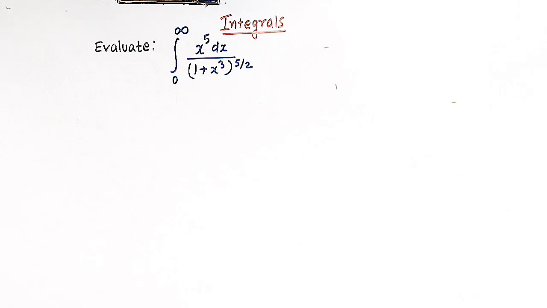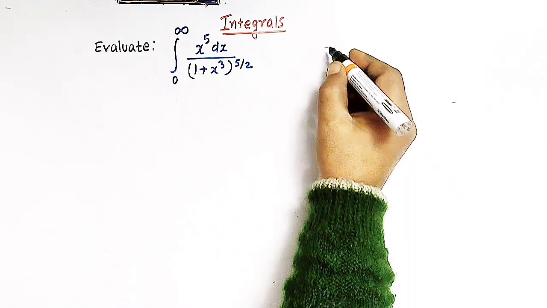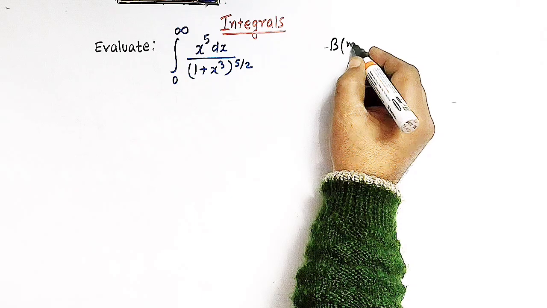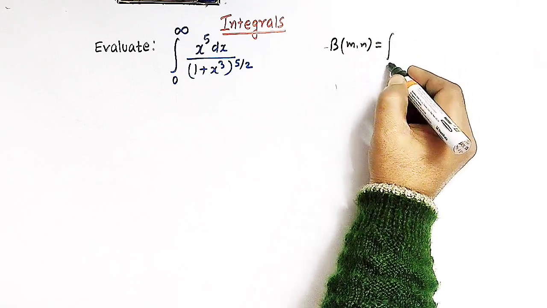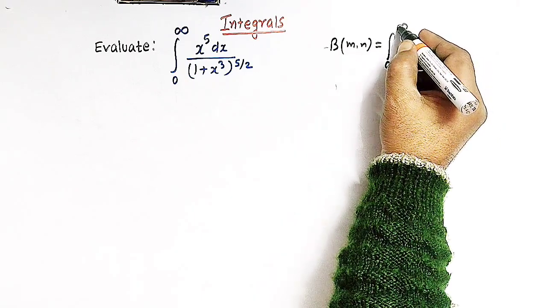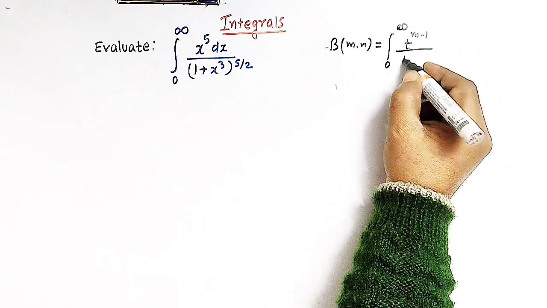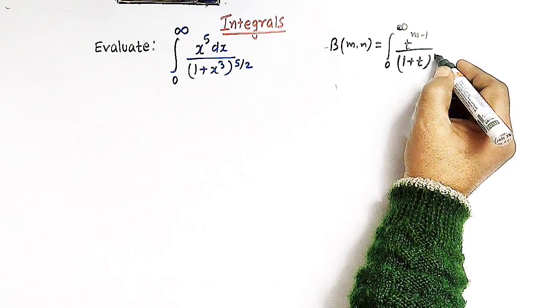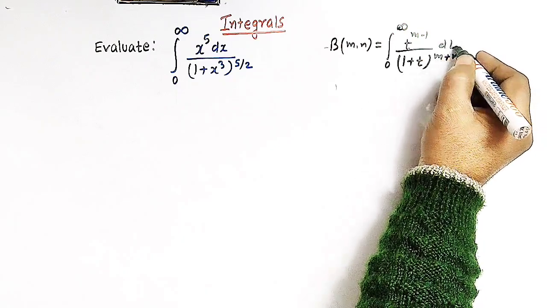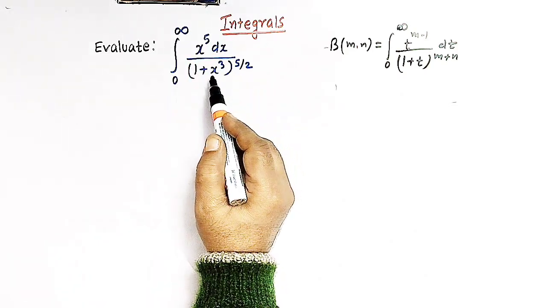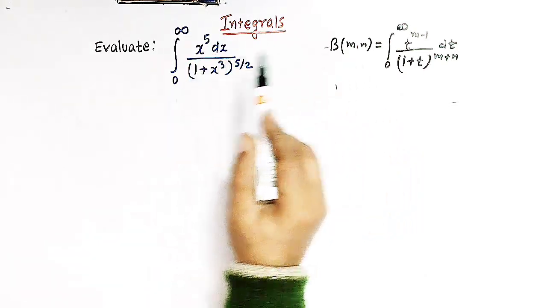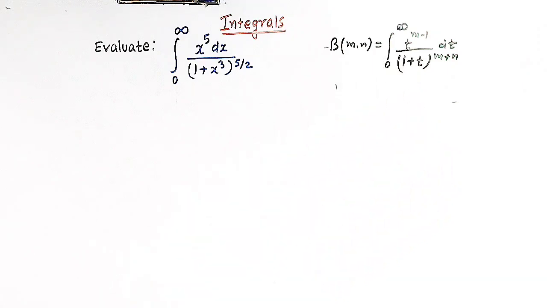Before applying the concept of beta and gamma functions, let us first make use of the method of substitution to convert this integral into a beta function, that is, beta m comma n is given by the integral from 0 to infinity of t raised to m minus 1 divided by (1 plus t) raised to m plus n dt. So by a method of substitution, we'll first convert this integral into the beta function.